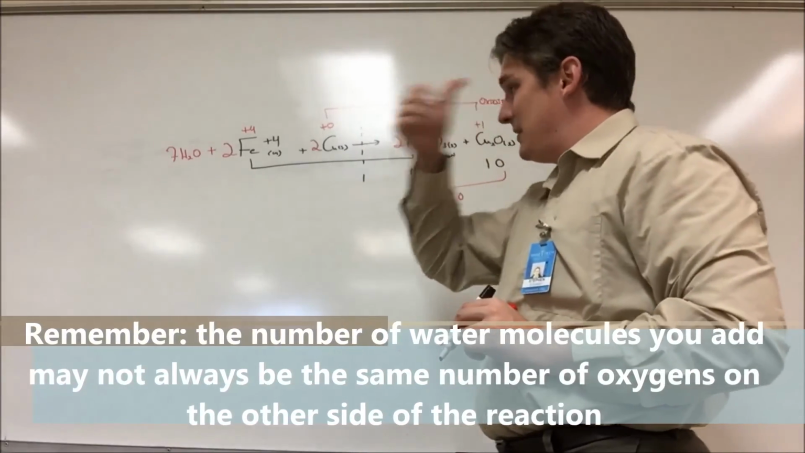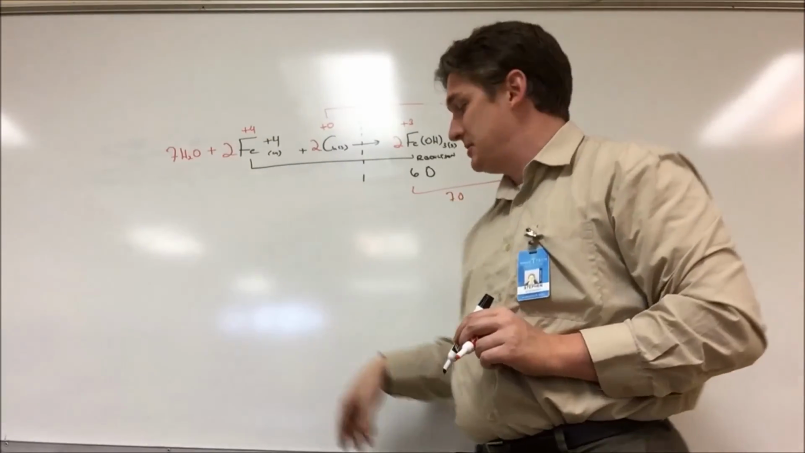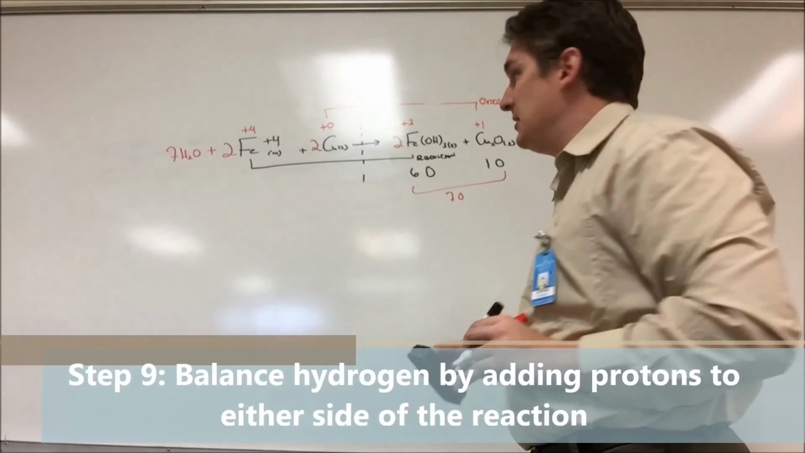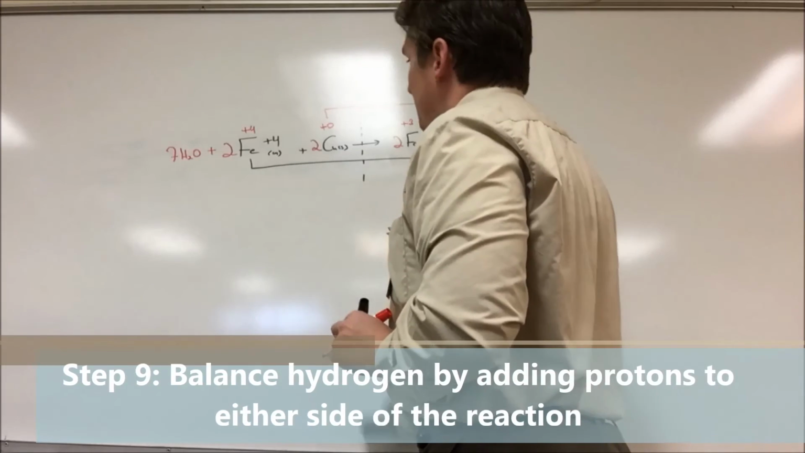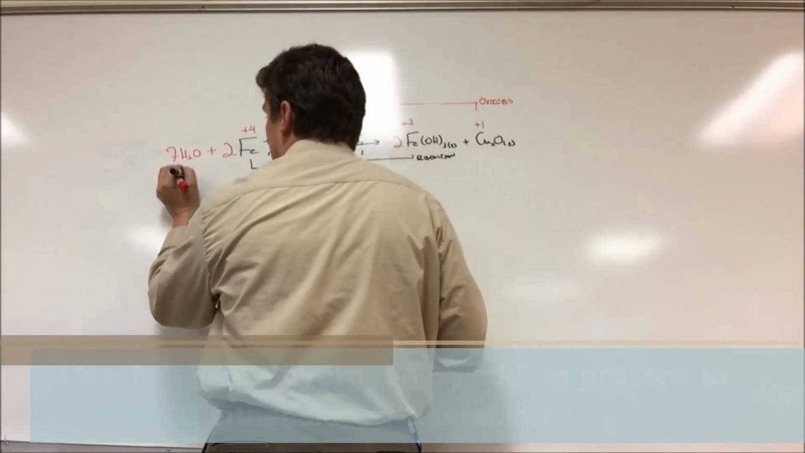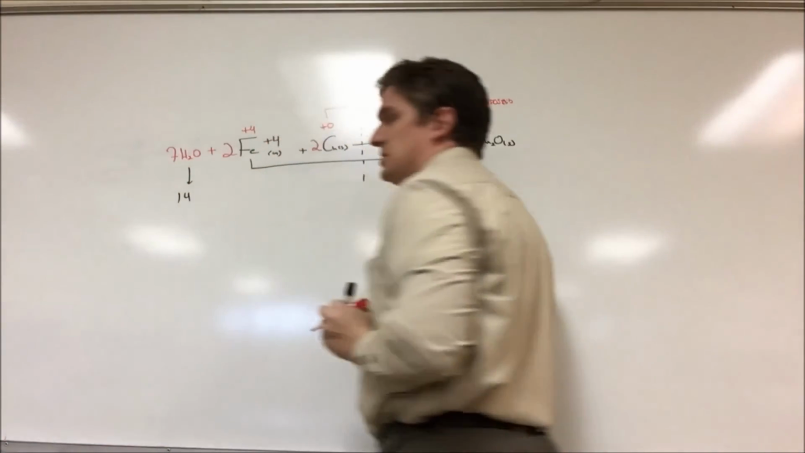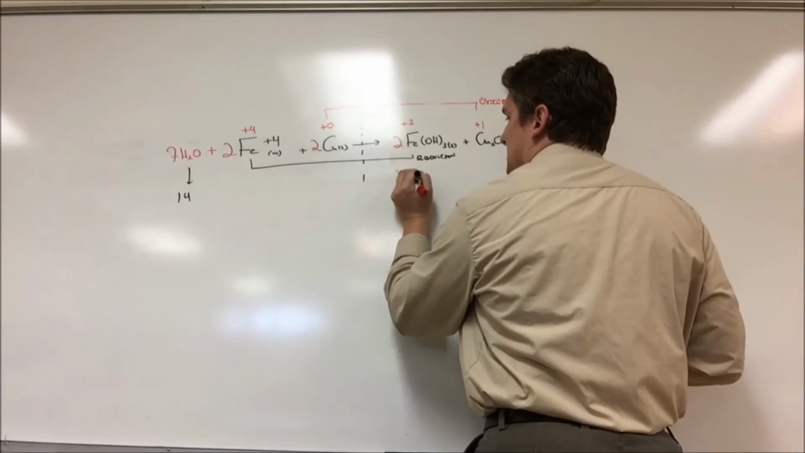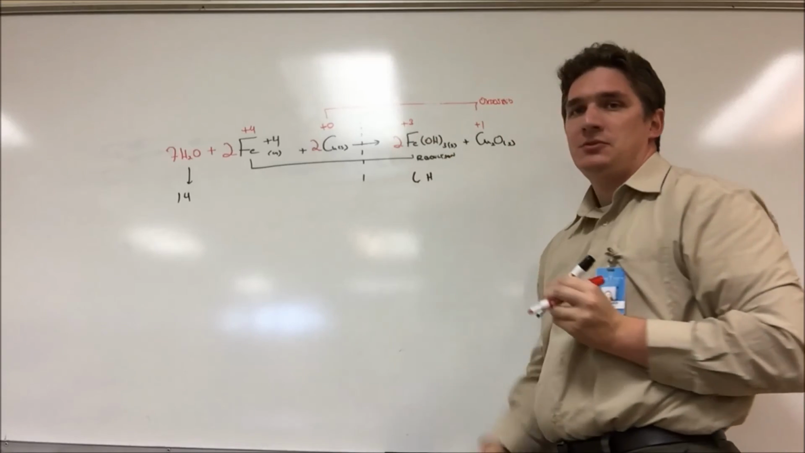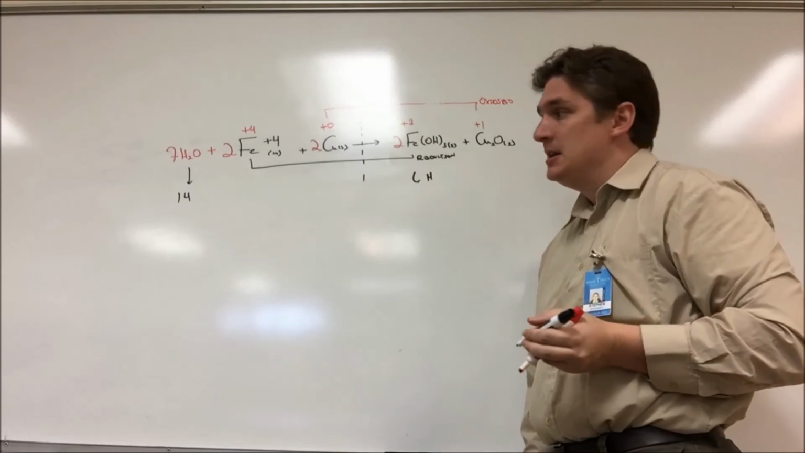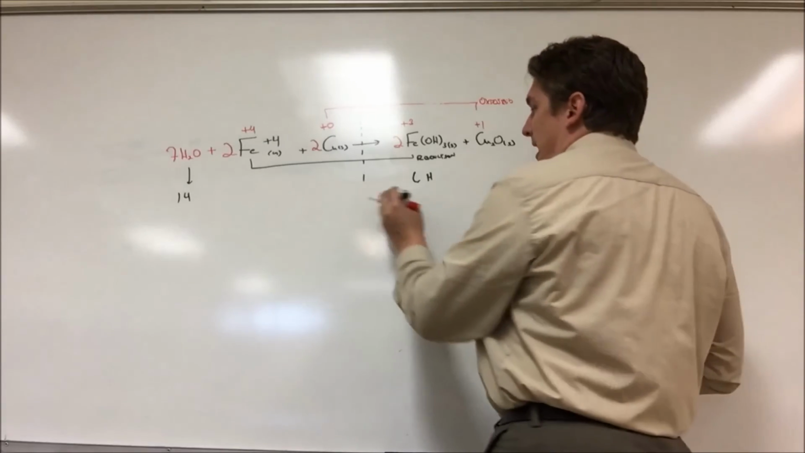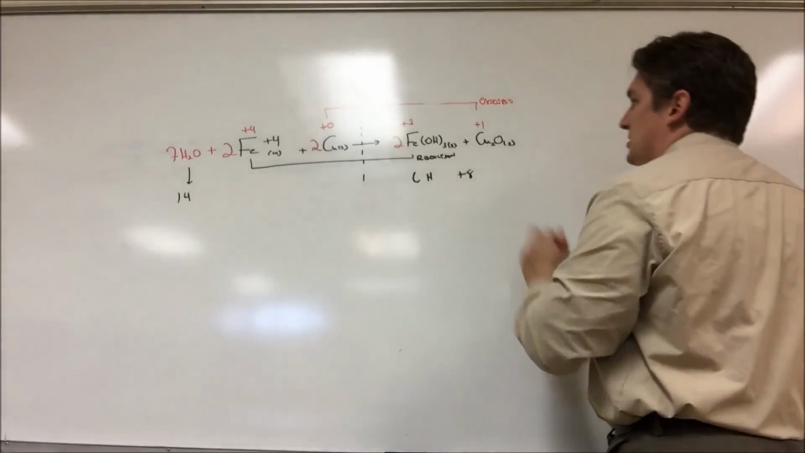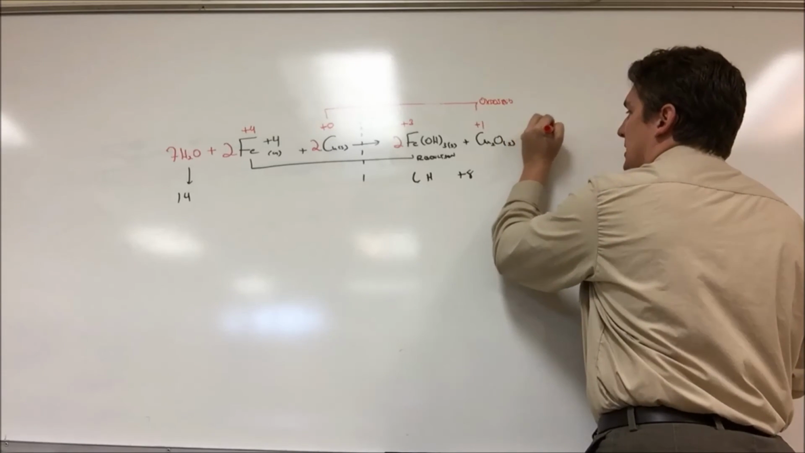So now that we've got the oxygen balanced, we have to balance the hydrogens. To balance hydrogen, we're going to add H+ to whichever side of the equation doesn't have enough hydrogens. So if we look on the left side, we've got 14 hydrogens due to water, nothing else. On the right side, we've got 6 hydrogens due to this iron hydroxide complex. So we need to add an additional 8 hydrogens to the right side in order to balance it out. And to do this, we're going to add H+.